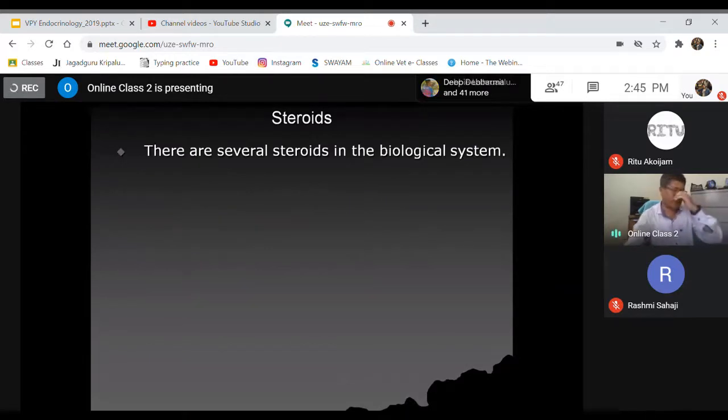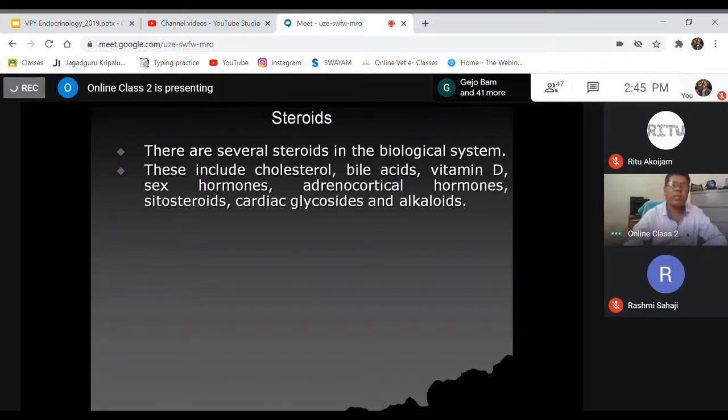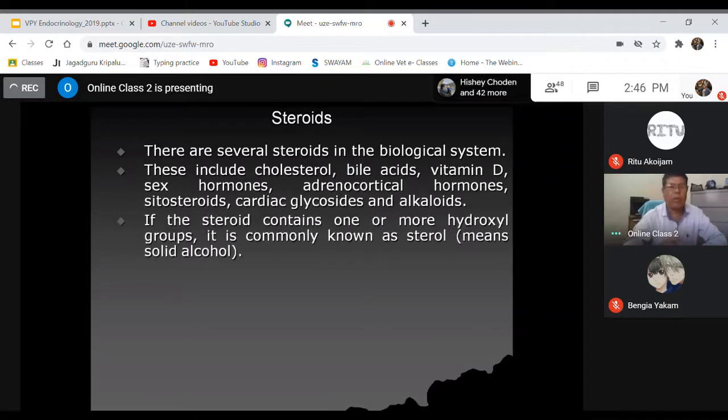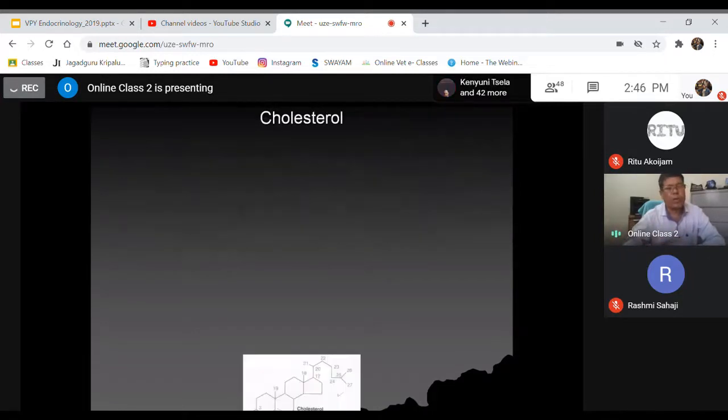There are several steroids in the biological system. There are many hormones which are derivatives of the steroids. These include cholesterol, the bile acids, vitamin D, sex hormones, adrenocortical hormones, cardiac glycosides, and alkaloids. All these are derivatives of the steroid. If the steroid contains one or more hydroxyl groups, it is commonly known as a sterol. So if an OH group is attached, it is called a sterol, meaning it is a steroid alcohol.